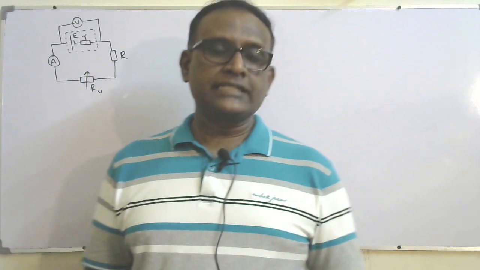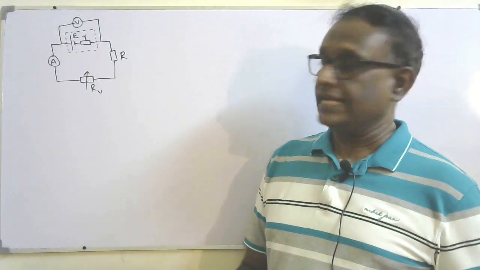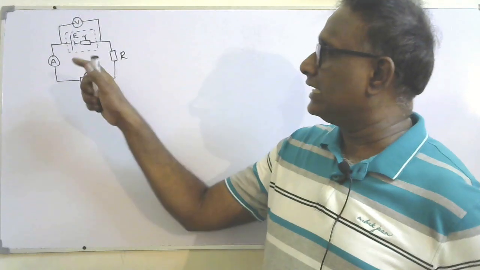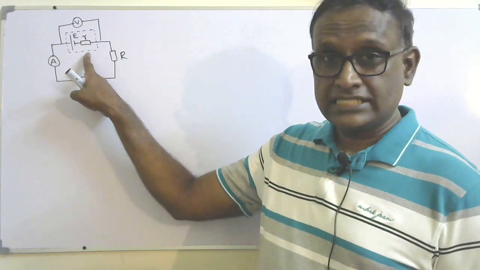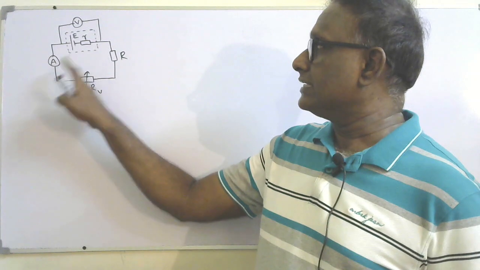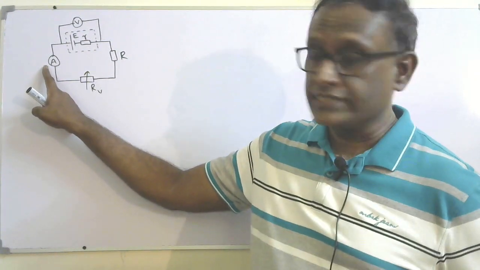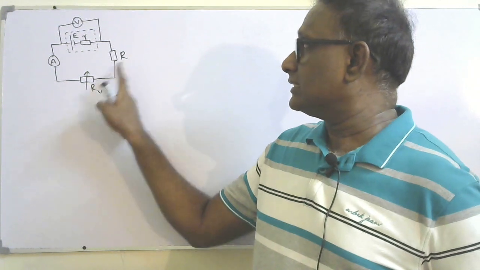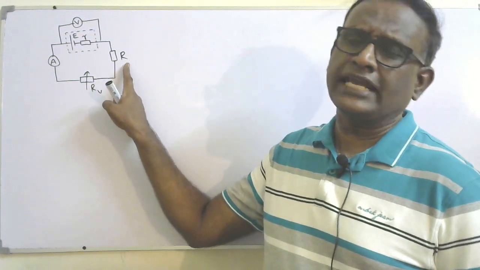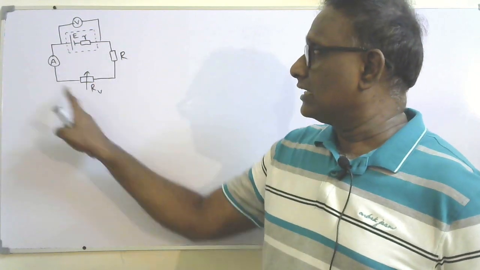Okay, so next I'm going to discuss how to measure the internal resistance of a cell. So we can have a simple circuit like that. A real cell which has internal resistance r is connected in a circuit like this. An ammeter, which is an ideal ammeter, has no resistance. Then a variable resistor, and a resistance of almost 20 ohms I can use for the protection of the battery.